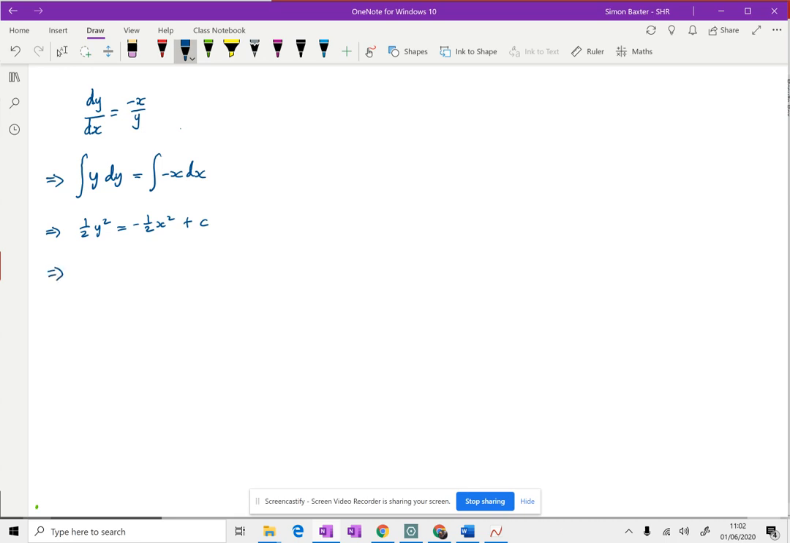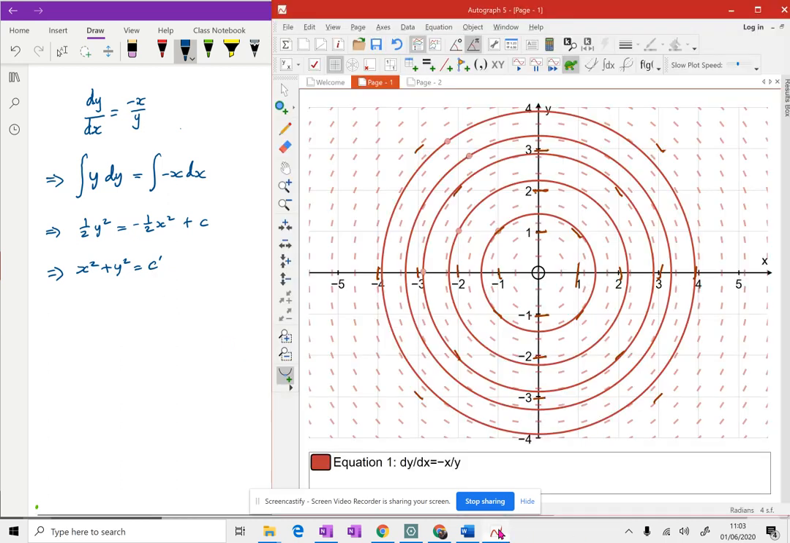Let's multiply both sides by 2 and add x squared to each side. Well, 2c is just the same as a c, some constant. Well, we should be able to recognize that equation. x squared plus y squared equals 1 is a circle, radius 1, center at the origin. x squared plus y squared equals 4 is a circle, radius 2, center at the origin. So we are picking up the picture that we've got here.